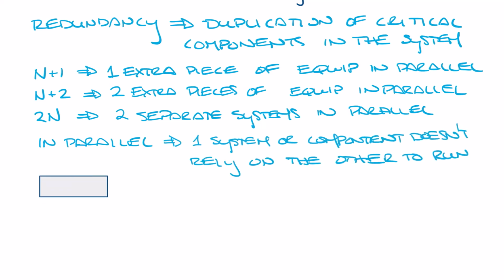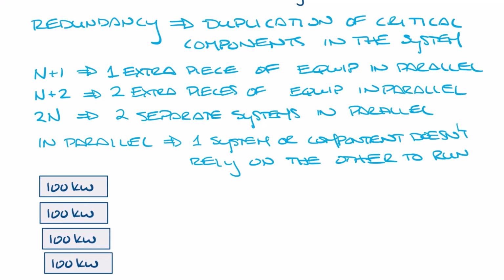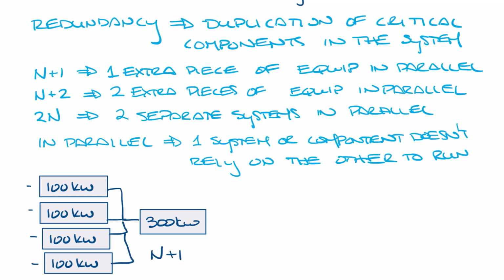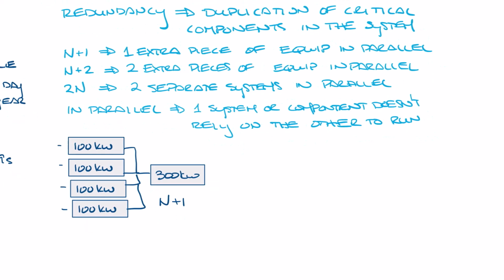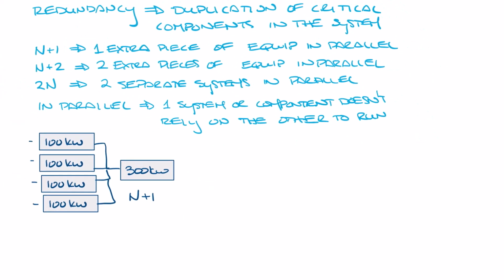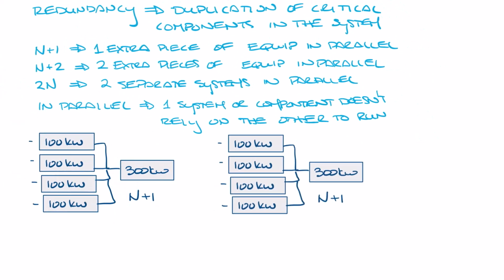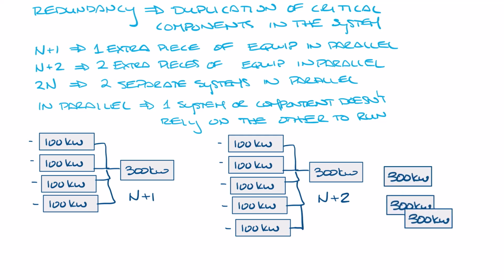So for example, if you have a 300 kilowatt load and it's being served by 4 100 kilowatt pieces of equipment, you have one extra piece of equipment, so that's n plus 1. If you had 500 kilowatt pieces of equipment serving it, then you'd have 2 extra pieces of equipment, and that's n plus 2. And if you've got 2 300 kilowatt pieces of equipment serving it, you have a whole separate system serving it, so that's 2n.